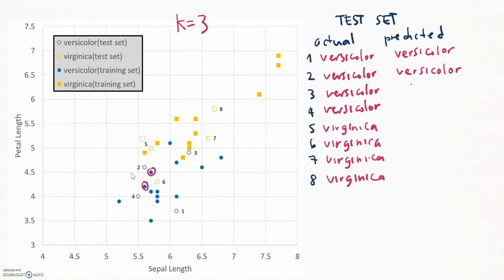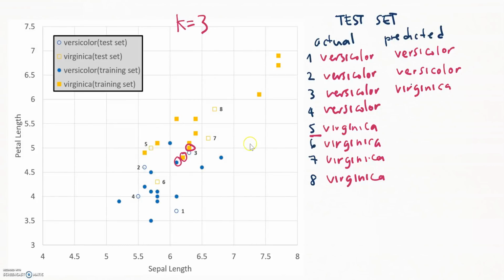Let's erase this and move on to the third record. The third record is found to be here, and its 3 nearest neighbors are this record, and this record. Now, among the three nearest neighbors, there are 2 virginicas and 1 versicolor. So in this case, the virginica is in the majority.